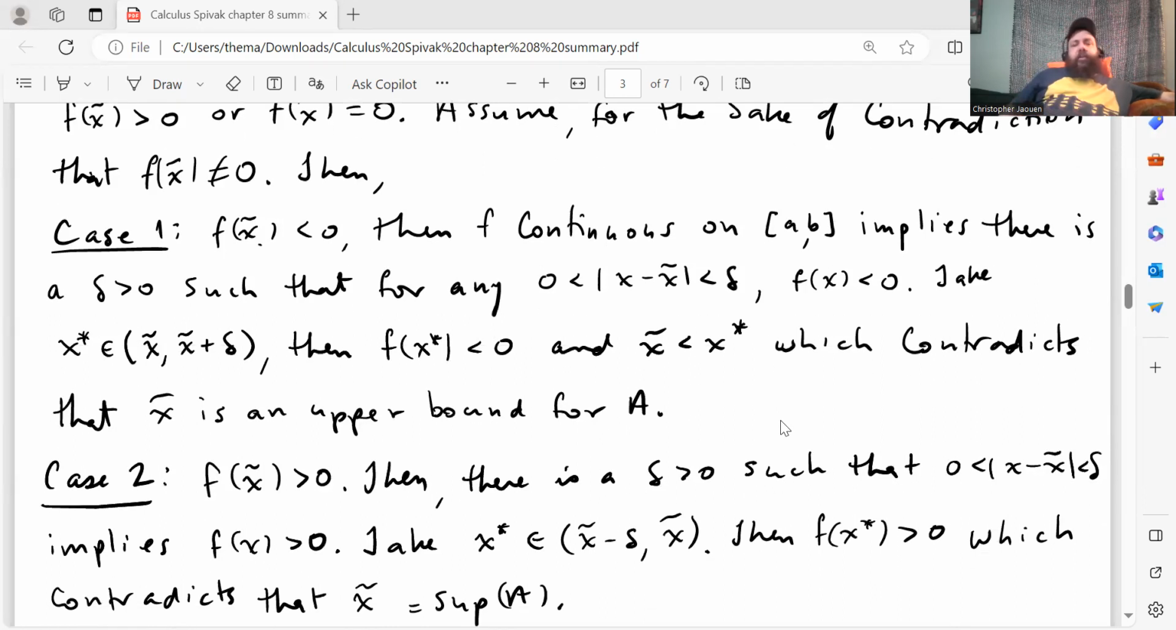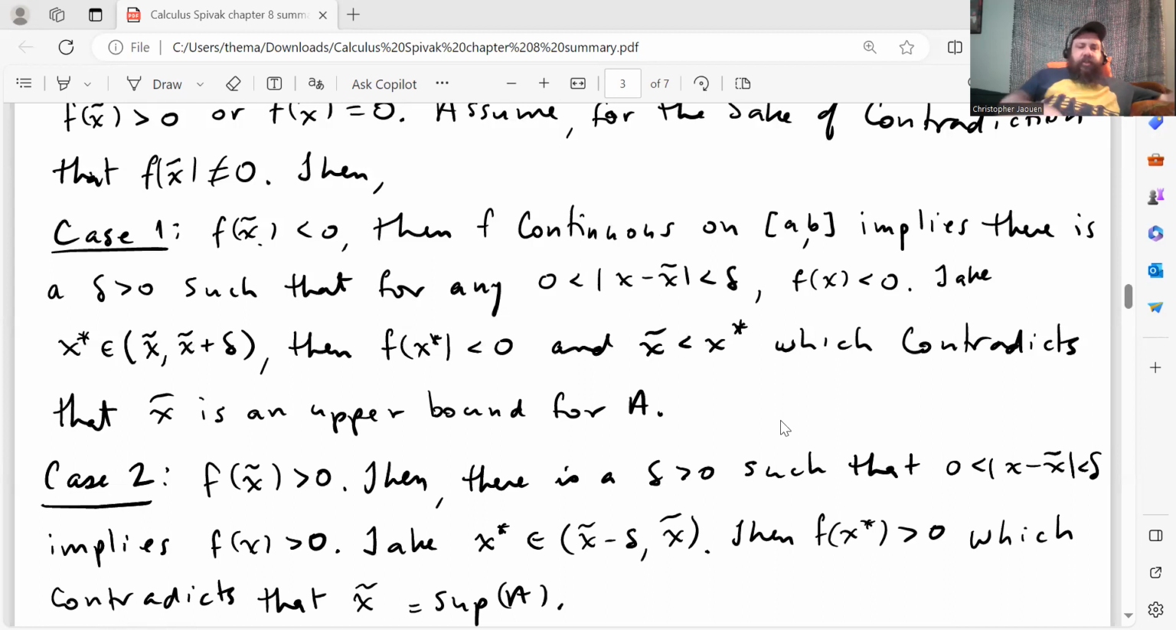All right, case 1, assume that f of x tilde is less than 0. Then f is continuous on the closed interval from a to b, which implies that there's a delta greater than 0 such that for any x with 0 less than absolute value of x minus x tilde less than delta, f of x is less than 0. Then take x star in the interval from x tilde to x tilde plus delta, then f of x star is less than 0, and x tilde, notice, is less than x star, which contradicts that x tilde is an upper bound for A.